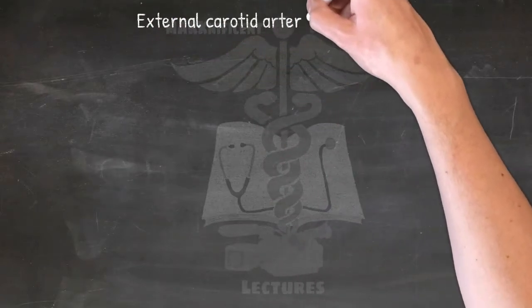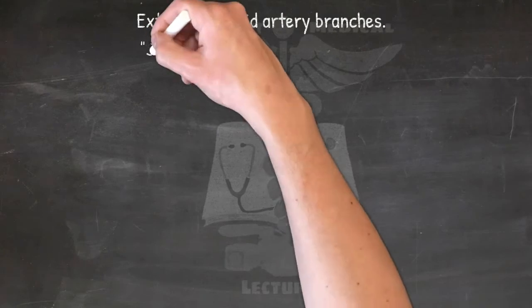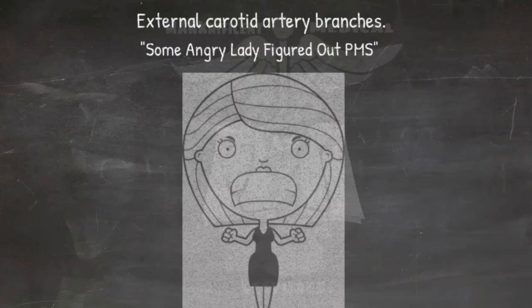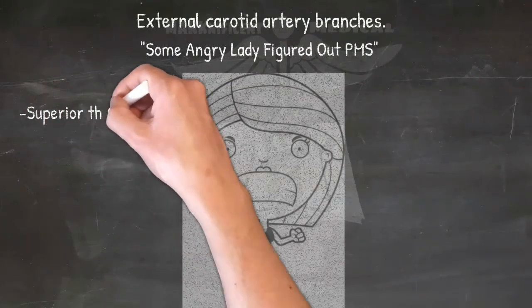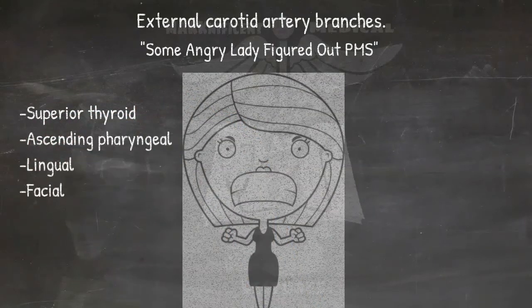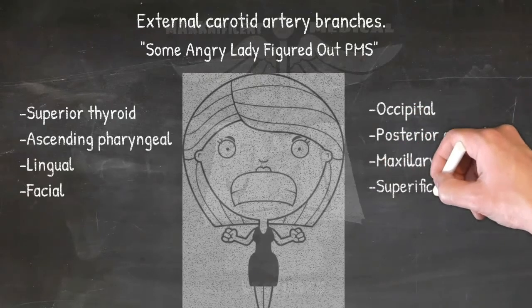External carotid artery branches. Some angry lady figured out PMS. Superior thyroid, ascending pharyngeal, lingual, facial, occipital, posterior auricular, maxillary, and superficial temporal.